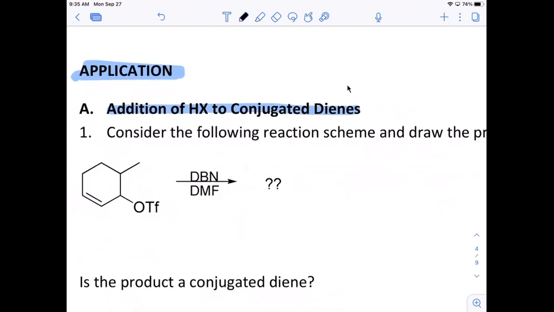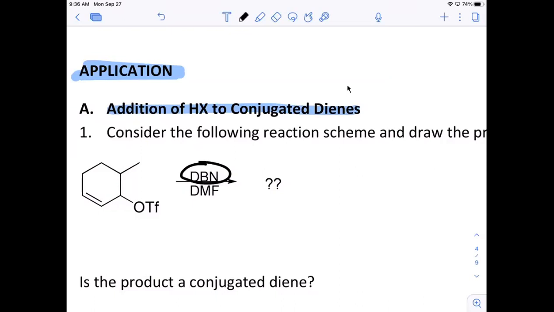What is DBN? Anybody remember? I'll put lunch on the table if you could tell me what DBN is. I need some Jeopardy music. It's like dimethylformamide. You try to get that lunch though.